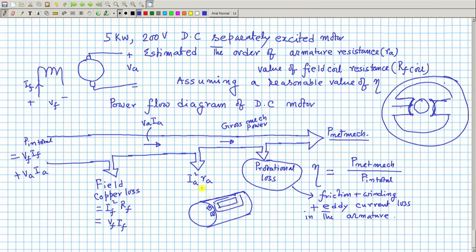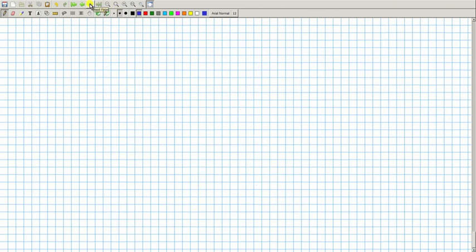That is why the rotor or the armature of a DC machine, you cannot use a solid iron. You have to use stampings, okay? Circular stampings. In this case, for example, it will be like this.